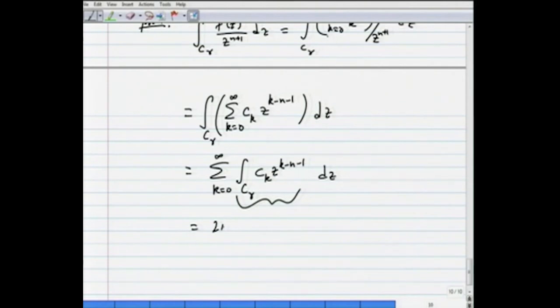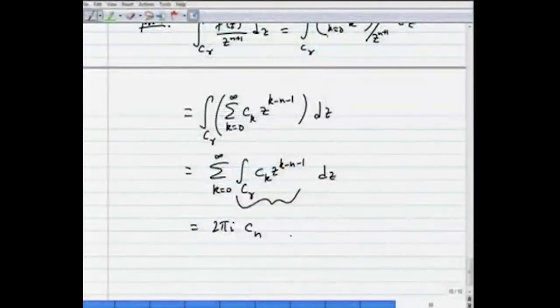Okay. So, this will give you 2 pi i times c_n, because of the surviving z to the power minus 1 when k equals n. The other functions, z to the power k minus n minus 1 for k not equal to n, give 0 upon integration by the fundamental integral that we calculated earlier. Since C_r is a simple closed curve, the integration over C_r of these functions gives us 0.